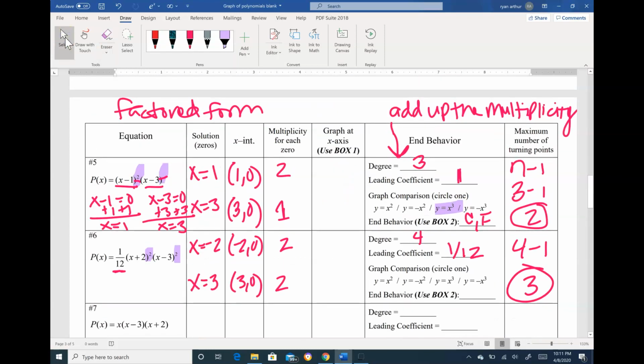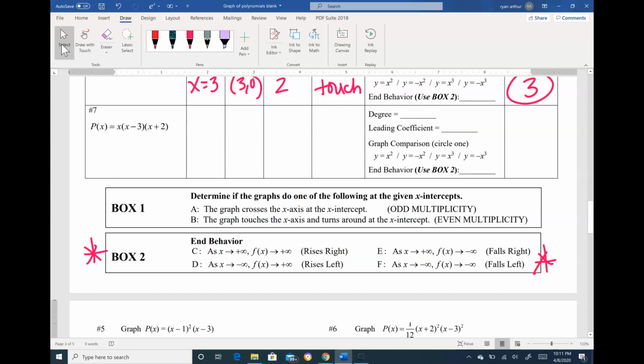So I skipped, if it touches or it crosses. If it's an even multiplicity, remember, don't even touch this. So that means it's going to touch, and odd crosses. Here, this is going to touch. This is going to touch. My bad, guys. And I got that from out here. So if the graph crosses the x-intercept, it's an odd multiplicity. If the graph touches, it's an even multiplicity.